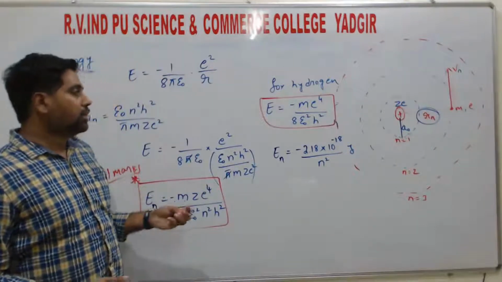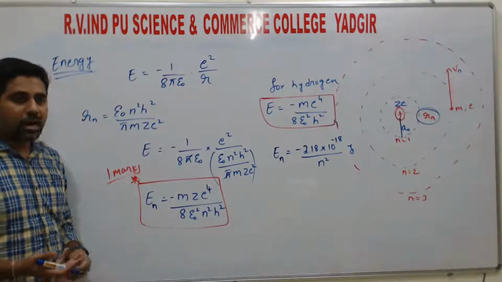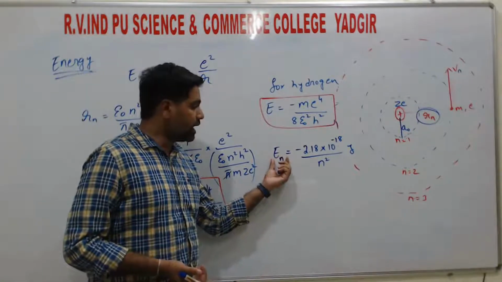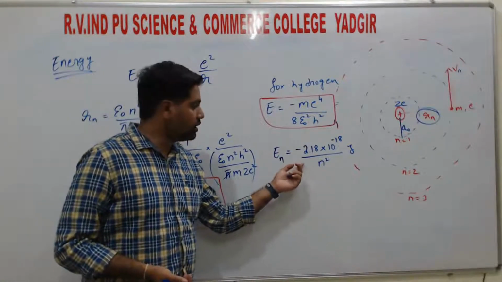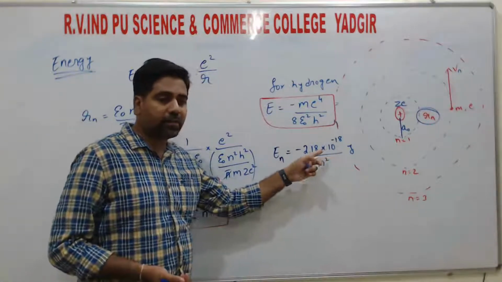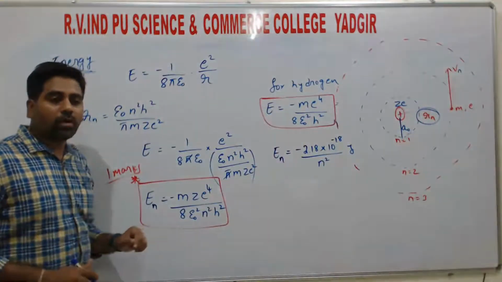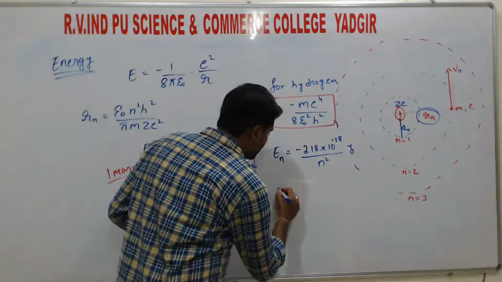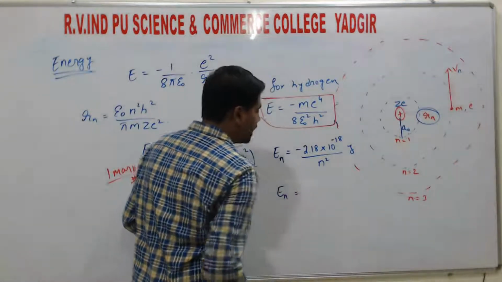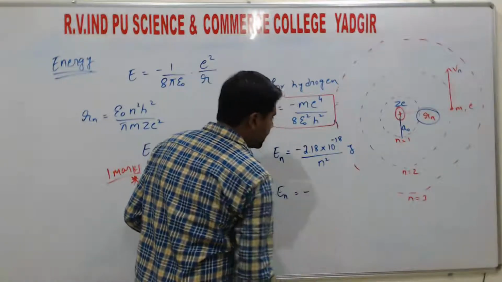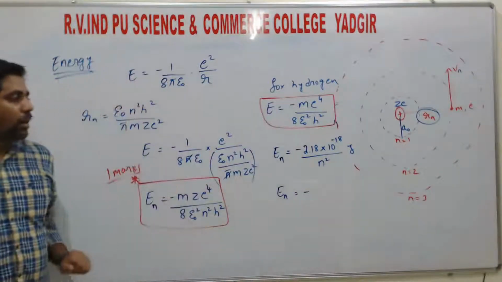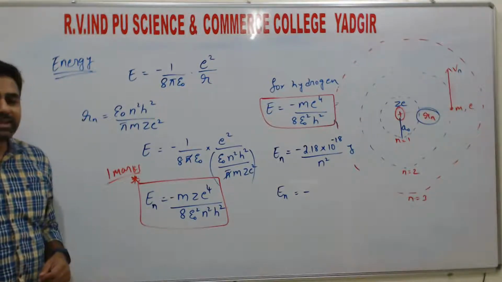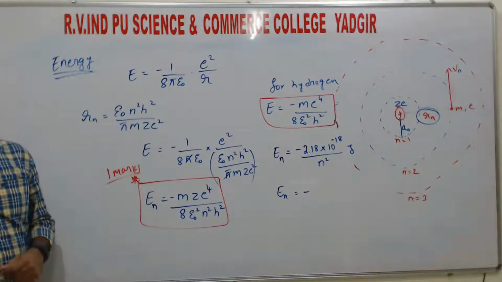In atomic physics and nuclear physics we denote the energy in terms of electron volts, so this relation is divided by 1 electron charge, that is 1.6 into 10 to the power of minus 19, then we get energy in the form of electron volts, that is minus 2.18 into 10 to the power of minus 18 divided by 1.6 into 10 to the power of minus 19.